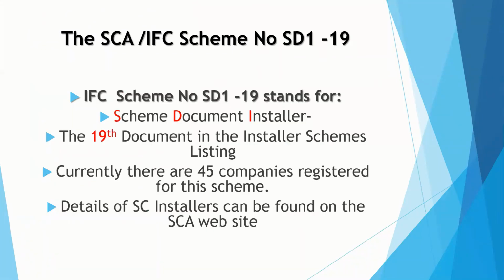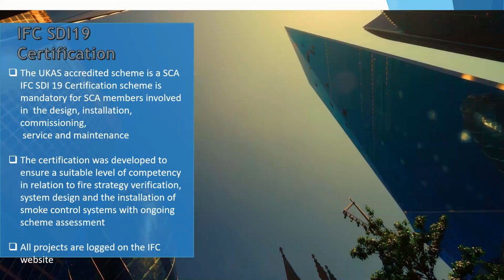The SCA IFC competence scheme is approved by UKAS and is now truly embedded in the installer members of the SCA and other companies outside of the SCA. Full details of the scheme, including the criteria around SCA membership, can be found by visiting the SCA website. SCA members who design and install smoke control systems are required to apply for and receive accreditation from the International Fire Consultants Scheme as a condition of membership.